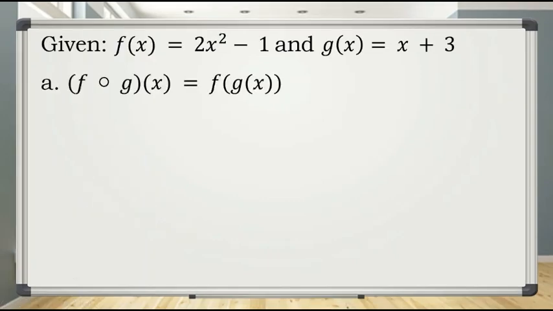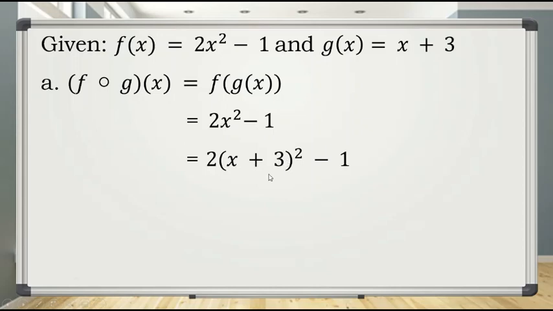So, let's have a solution for letter A. F composed of g of x, or it is defined as f of g of x. Our input is g of x and our output is f of x. So, ang una nyo isusulat ay yung function ng output, which is 2x squared minus 1. Yung x dito ay papalitan natin ng input na g of x, which is x plus 3. So, bring down 2, yung x na ito is x plus 3, and then, copy square, bring down negative 1.